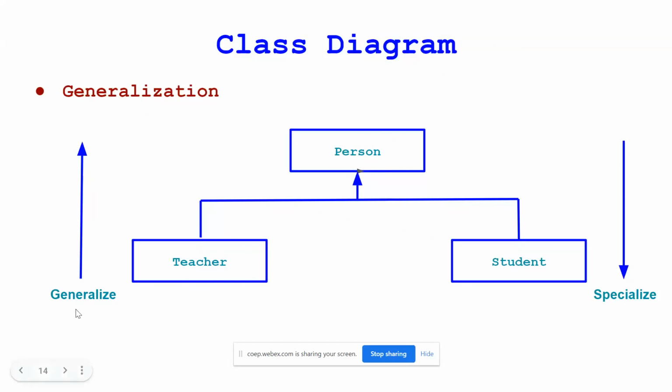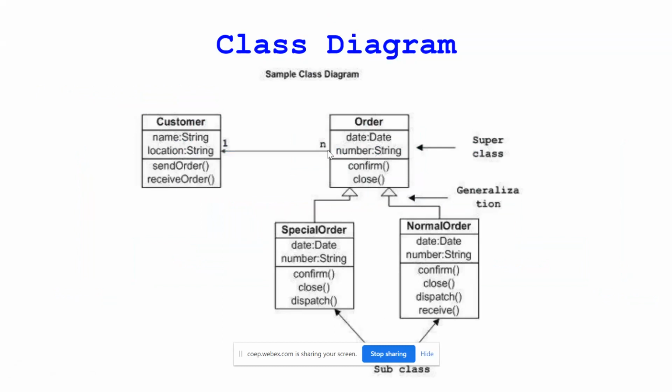So that's why if you are going from bottom to top, this is a generalization, and if you are going from top to bottom, we can say this is a specialization. So if suppose these kinds of classes are there and this kind of relationship is there, then you can show it in this way, right? So one example I'll just show you here. You can see here.